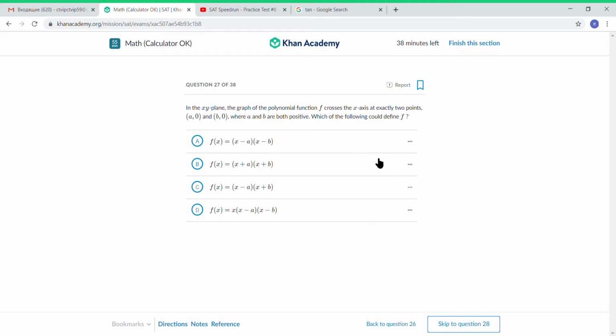F crosses the x-axis exactly 2 points, so tricky question, huh? So the y has to be 0, and then that has to be equal to a. So that's not a. Is that a? A squared? Nah. A and b are both positive. So y equals 0, so that has two solutions. Okay, why am I so dumb? I just wasted so much time on this. Oh my god, I'm so dumb.